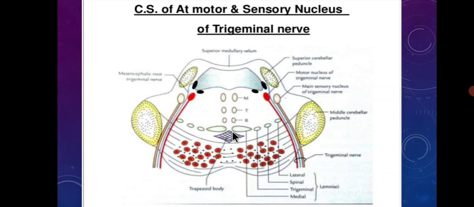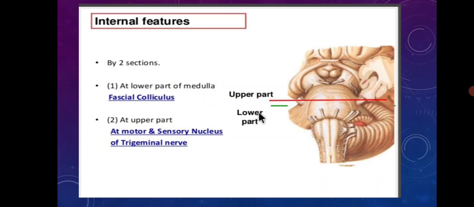Then this is the trapezoid part. The trapezoid part is traversed by a number of ascending and descending tracts, containing decussating fibers, the trapezoid body, then the abducens nerve, trigeminal nerve, facial nerve, and vestibulocochlear nerve. When we study the internal structures, these are studied at two levels.